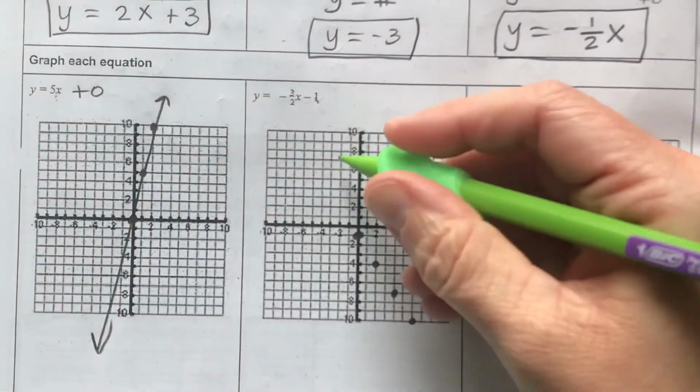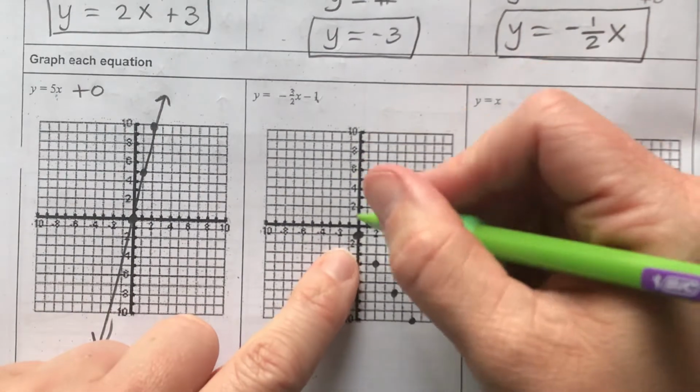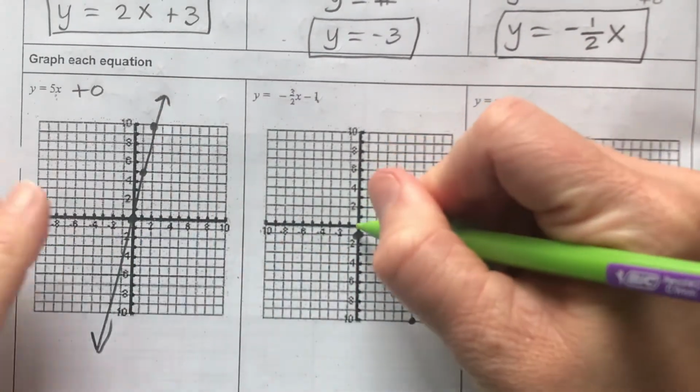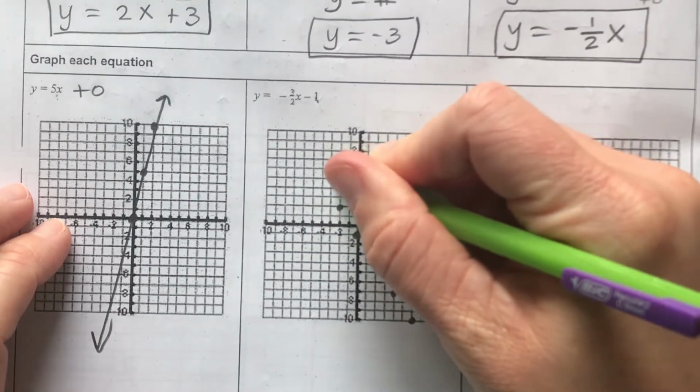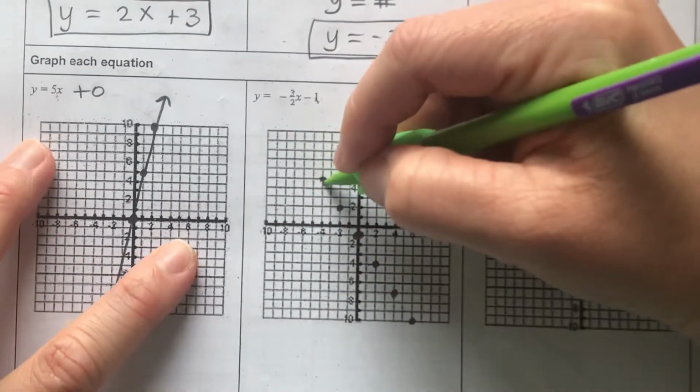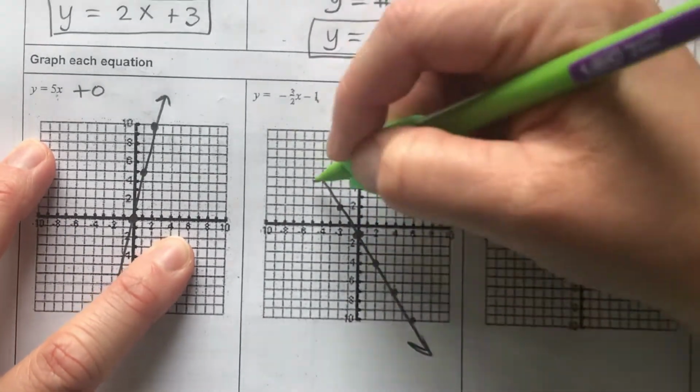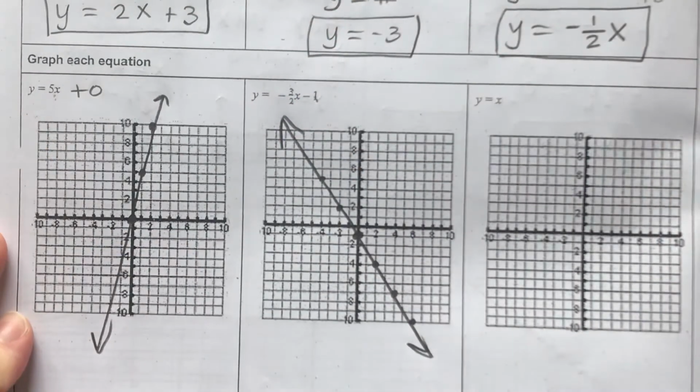Now if I go backwards, instead of going down, I want to go up 3 and left 2. So up 1, 2, 3, left 2. Up 1, 2, 3, left 2. And if I connect all of these points, that is my graph.